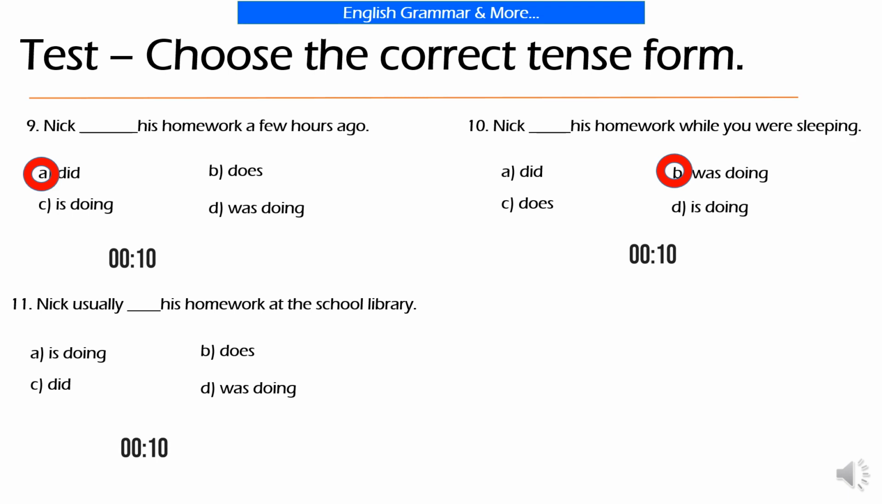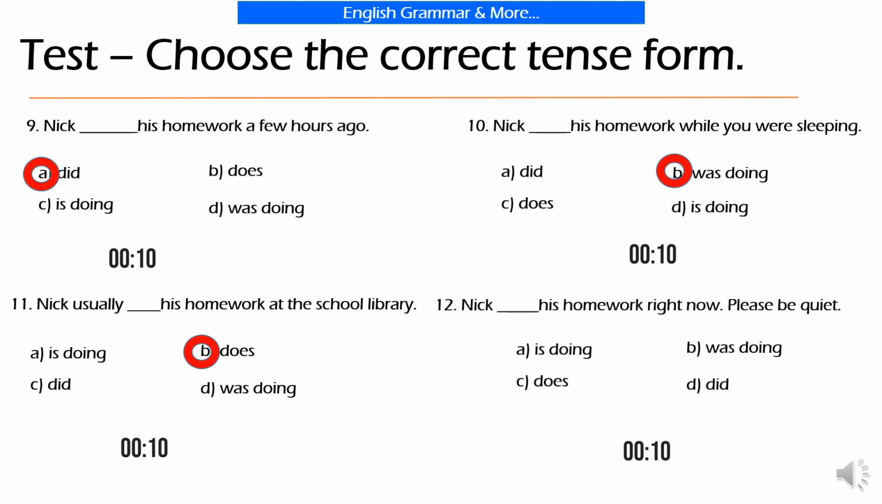Question 11. The correct answer is B. Nick usually does his homework at the school library. Here we choose the present indefinite tense form because the time adverb usually refers to an action that happens at the present indefinite tense form.